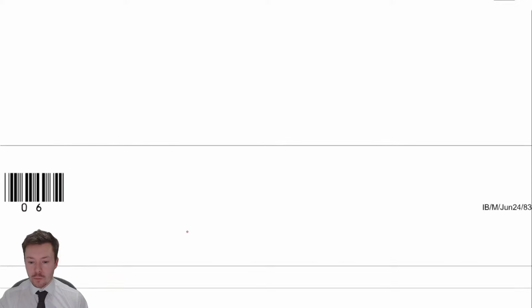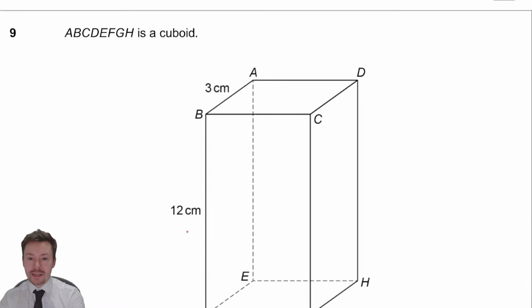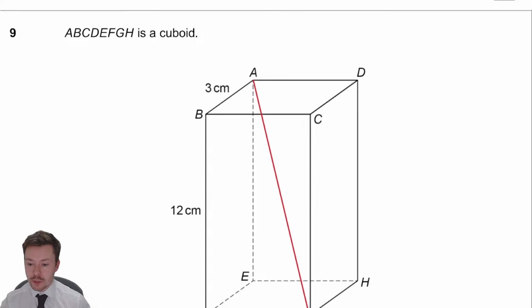Okay, next one. We've got A, B, C, D, E, F, G, H is a cuboid. Work out the length of A to G, which is, and I'll do this with a straight line on here, going from A down to G here. Now that is directly above this line going from G to E. So we need to work out that length first of all, if we can. And we've got 3 there, so that would be 3. Now we're using Pythagoras. I know this is 5 because 3, 4, 5, and we've got this is 12.